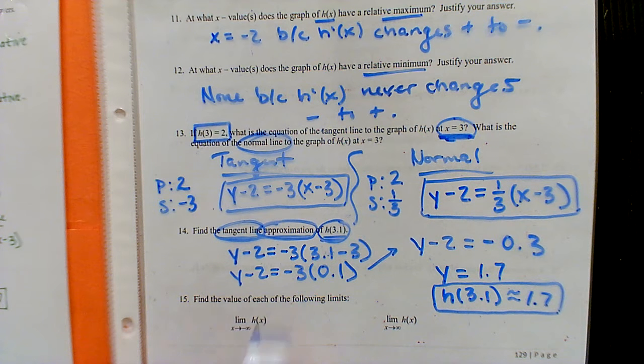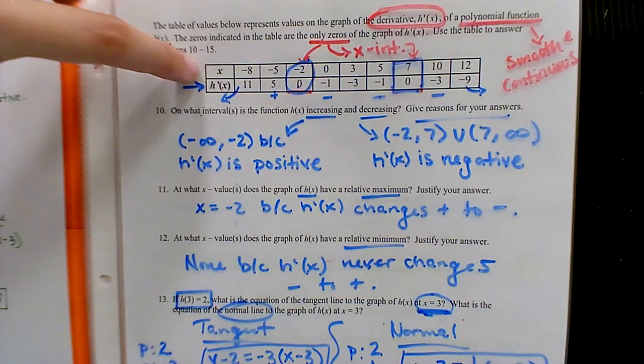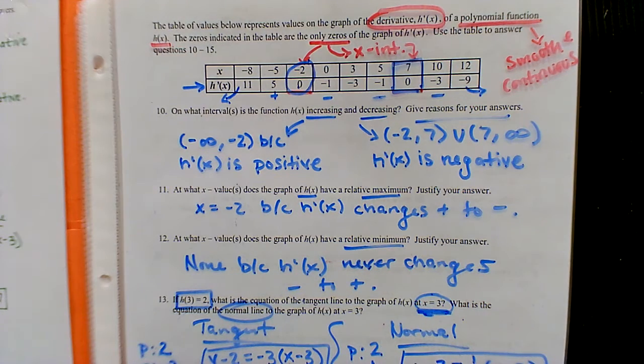Find the value of each of the following limits. If you were on the graph of h of x, notice the notation. On the graph of h of x, if you were to go forever to the left, what would your graph be doing? And if you were to go forever to the right, what would your graph be doing? So if we think about the behavior of the original function, let's go ahead and analyze the derivative at the top.